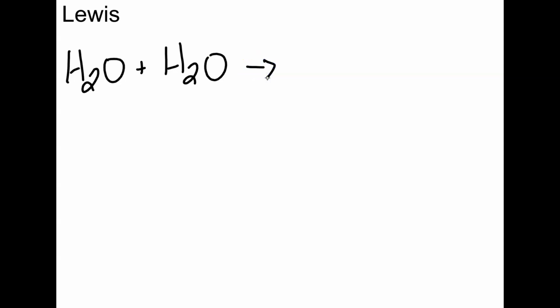I'm going to put up the reaction that's occurring all the time in water. If two water molecules react, two water molecules bump into each other, some of them are going to ionize. Some of them are going to lose their hydrogen ion and become a hydroxide. And some of them are going to gain that hydrogen ion and become a hydronium. So we're going to end up with two different ions. We're going to end up with an H3O plus and an OH minus.